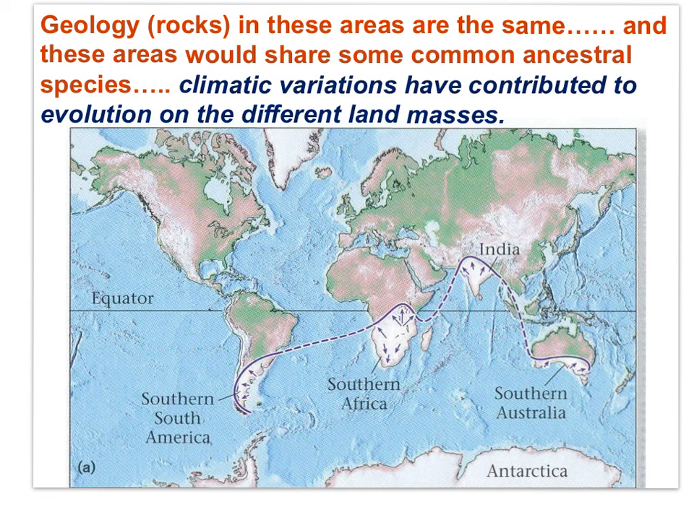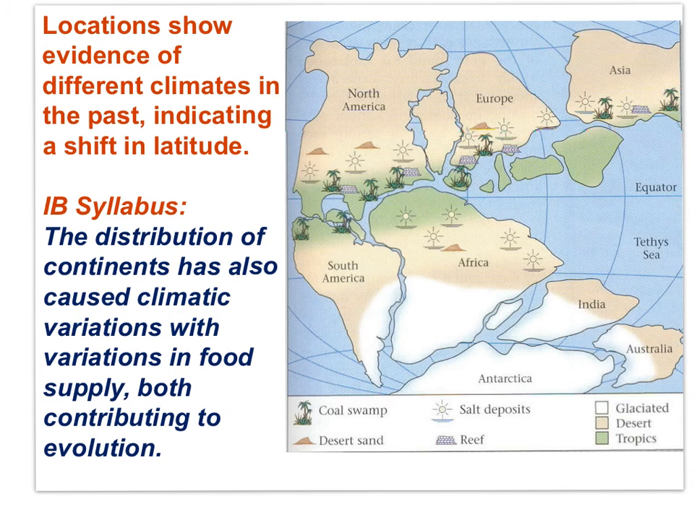As well, climatic variations have contributed to evolution on the different land masses because as the continents shifted position, their latitude changed. Thus, their climate changed. Changing climates, changing environments would drive selection and drive the evolution of new species, increasing diversity on Earth. Evidence of the presence of tropical plants can be found in locations that are no longer located near the equator. This is further evidence of continental drift due to plate tectonics.